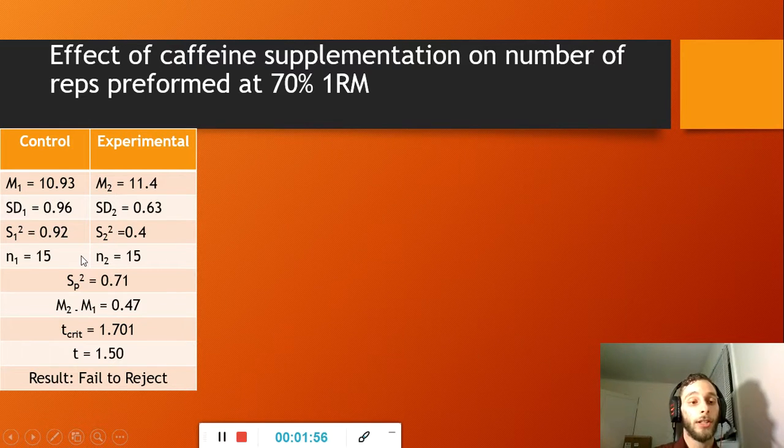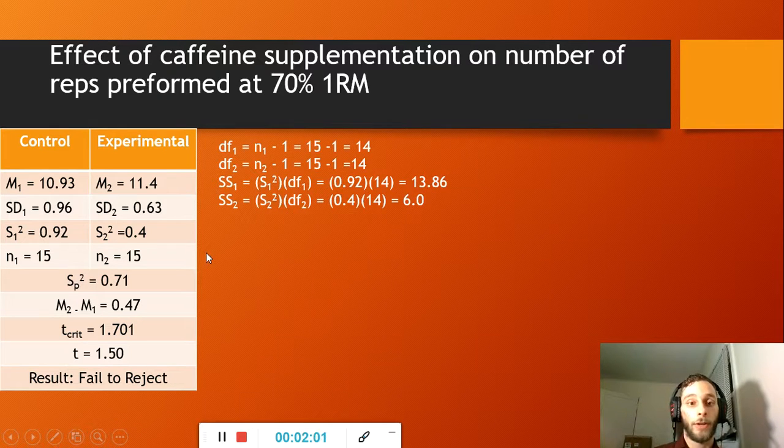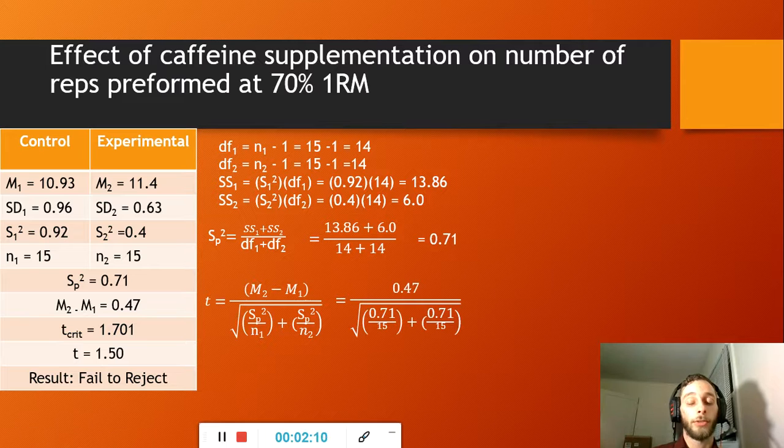It's independent samples, so we're going to run an independent samples t-test. Running through some math here, we find the sum of squares and degrees of freedom. We get the pooled variance, and then finally we calculate the t-value, and we end up finding 1.5. This was not enough to reach the t-critical value at the one-tailed test and an alpha level of 0.05. We fail to reject the null. We can't say that these results could not have been due to chance, so we don't have a significant result here.